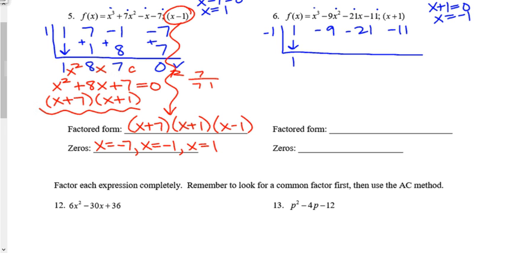So bringing down my 1 times negative 1 is negative 1. Add those together, I get negative 10. Times negative 1, I get positive 10. Adding those together, I get negative 11.